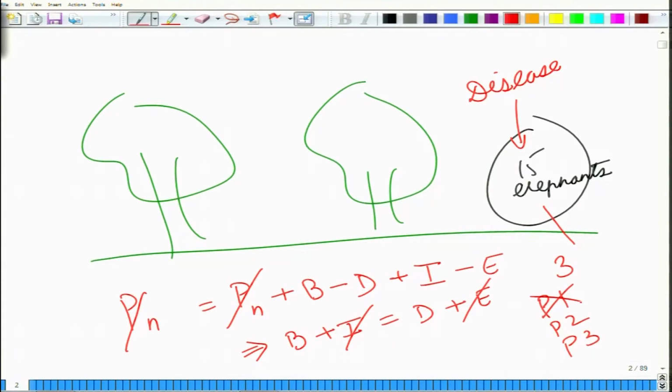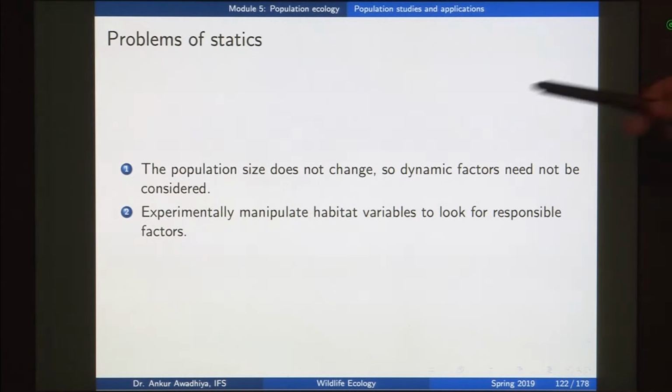So, in that case you can start treating these calves. So, you kill off all the parasites once and probably these calves are still dying off. Then you can say that parasite 1 was not responsible for the high juvenile mortality that we were seeing here. Probably you remove the second parasite, again nothing happens. Then you treat for the third parasite and then suddenly you see that the calves are not dying. So, in that case you can say that this parasite P3 was responsible for keeping this population static at this number of 15 elephants.